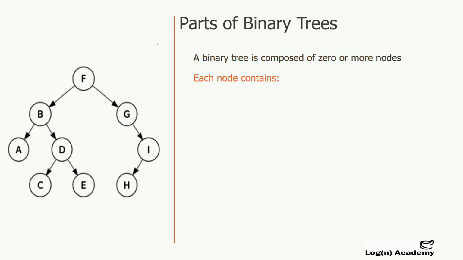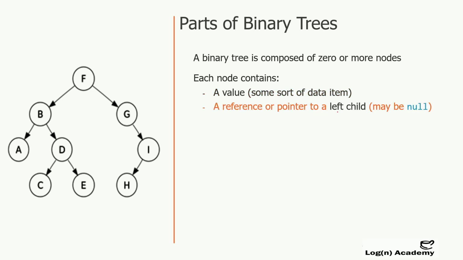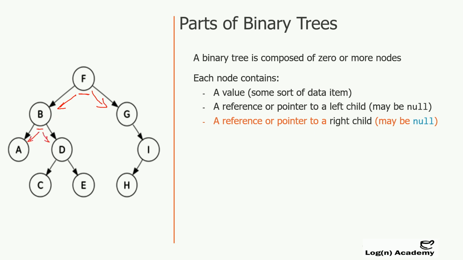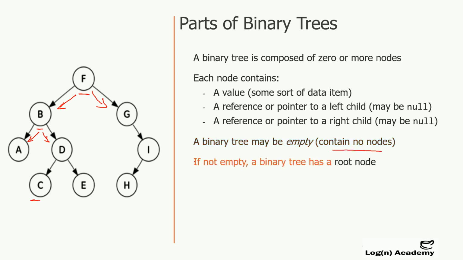Each node contains a value of some sort, a reference or pointer to the left child, which can be null, and a reference or pointer to the right child, which can also be null. As you can see here, the root F has a reference to its child B and also its child G, and likewise B has a reference to child A and a reference to child D. But the leaf nodes like C do not have any references. A binary tree may be empty, containing no nodes. If not empty, a binary tree has a root node.